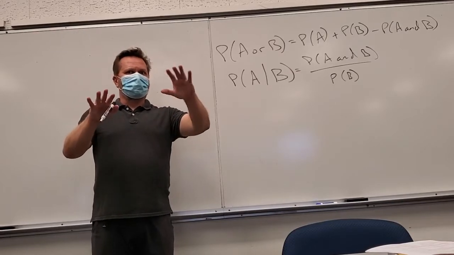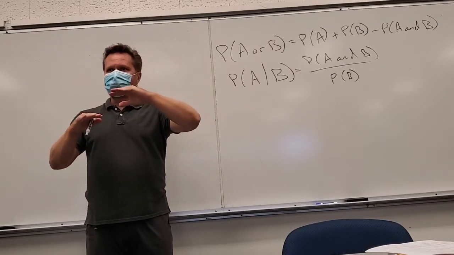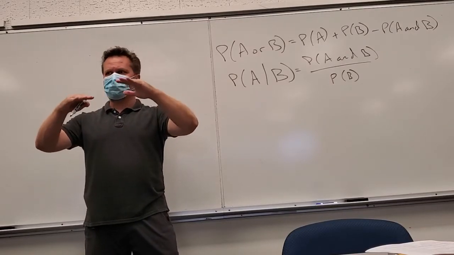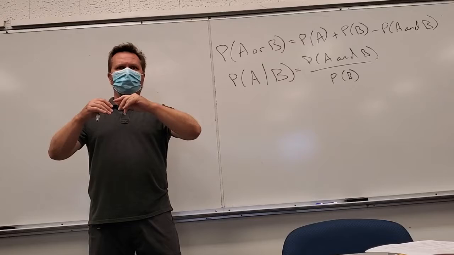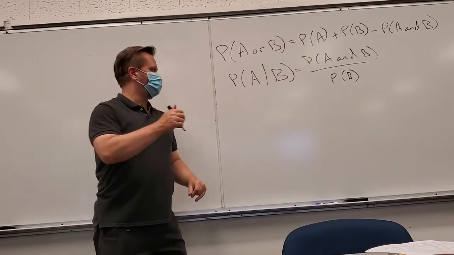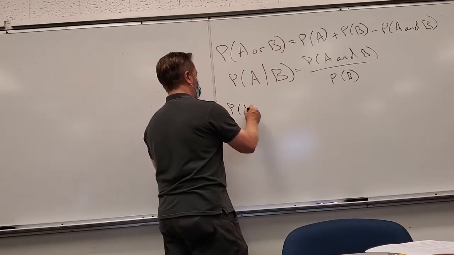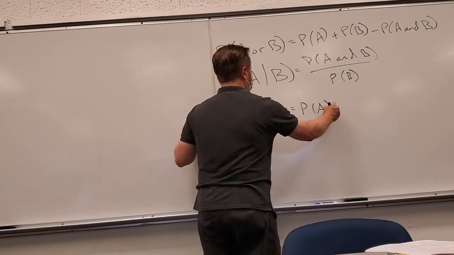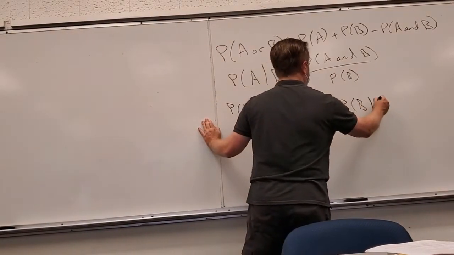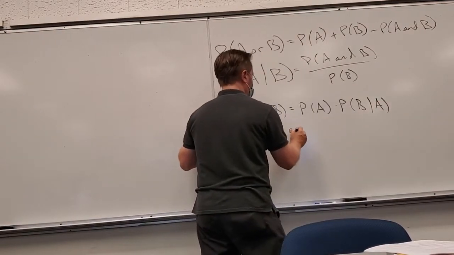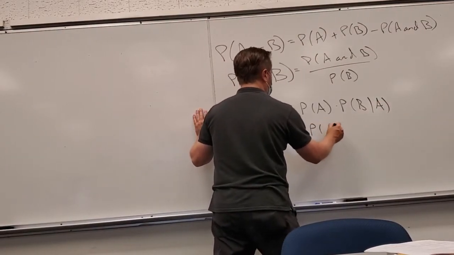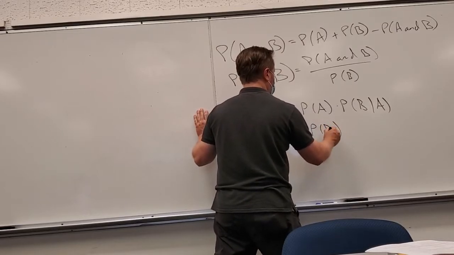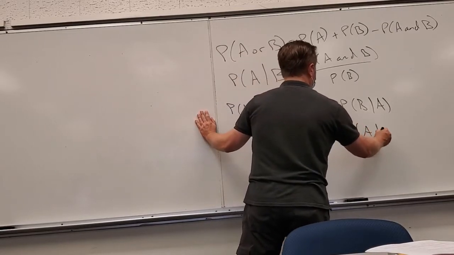Now comes the suckiest one because there are options. If you're doing your homework, you've run into places where there are two options. The probability of A and B is either the probability of A times the probability of B given A, or it's the probability of B times the probability of A given B.